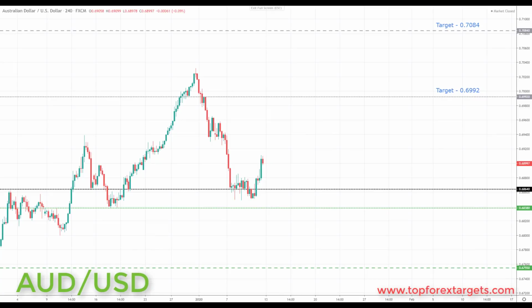So next market that we're going to look at is Aussie dollar. Now last week we were looking for a pullback and we actually traded straight through the level we were looking at. There was no reversal at all. We actually went through it like a knife through hot butter at 0.6900.